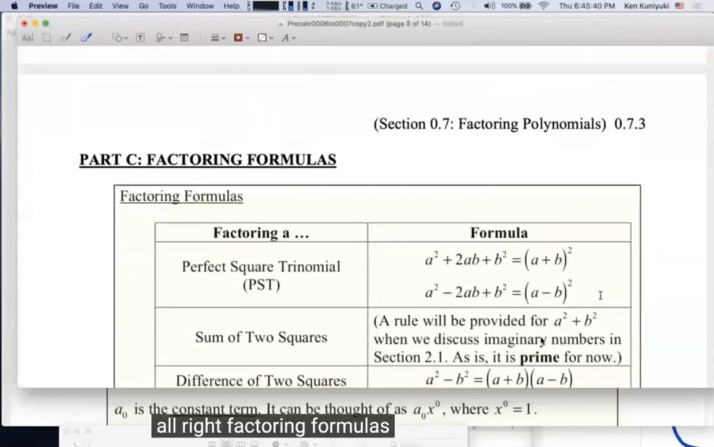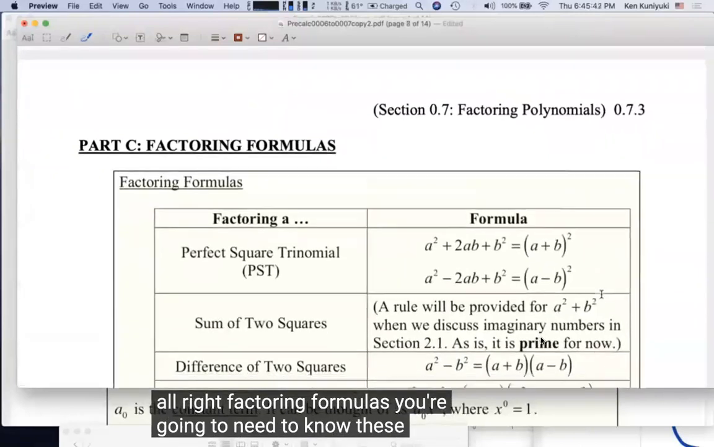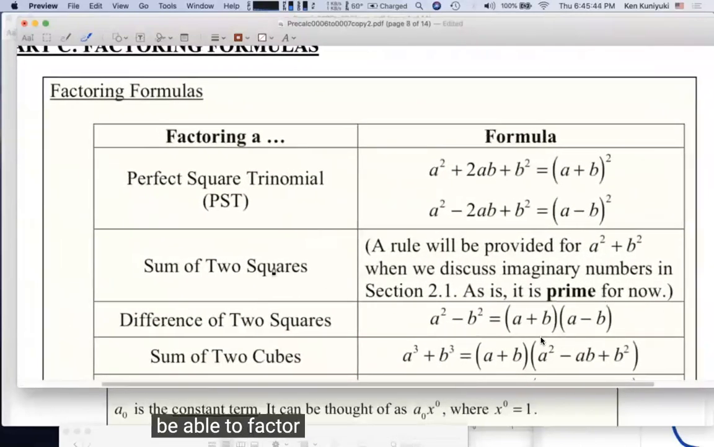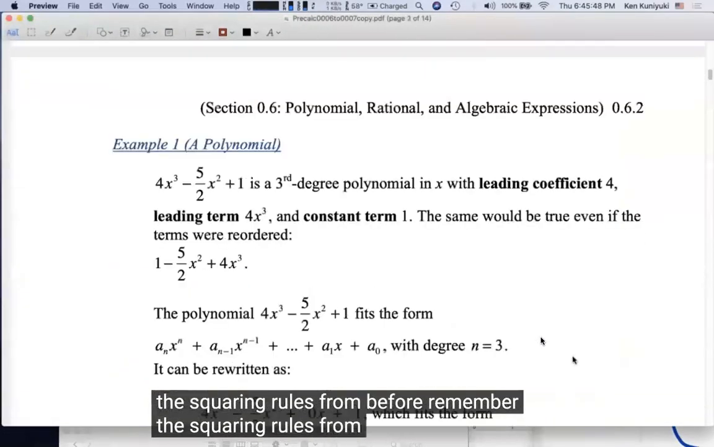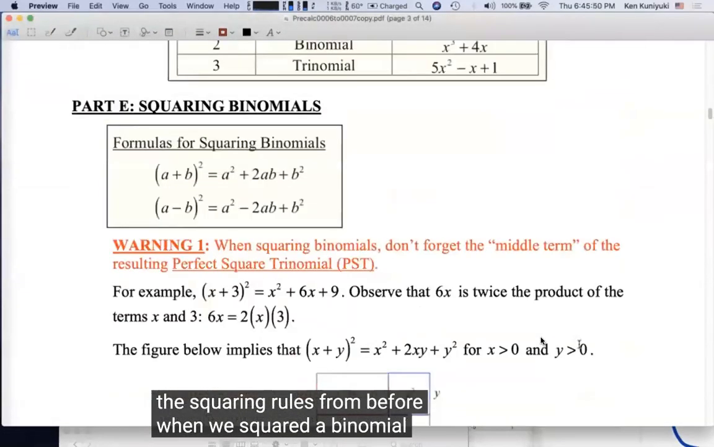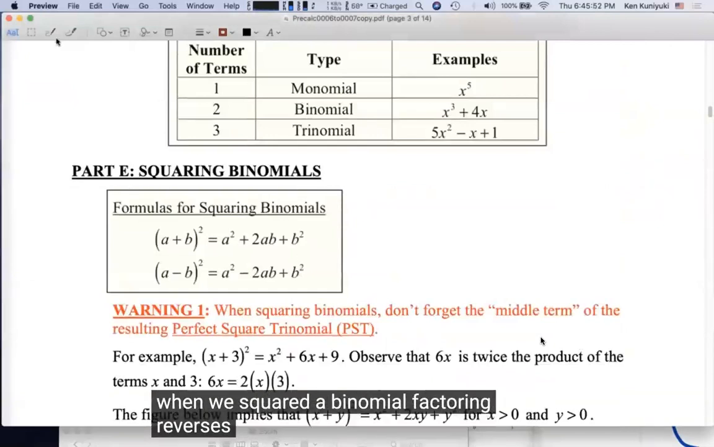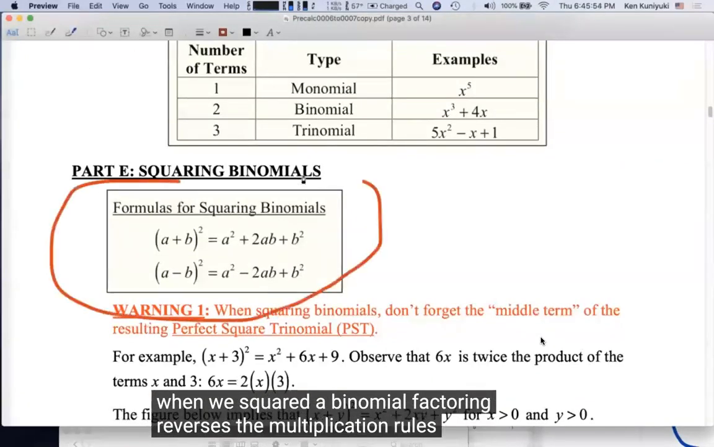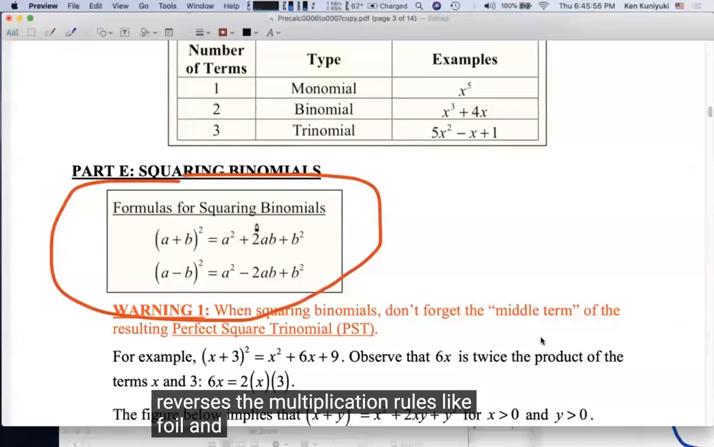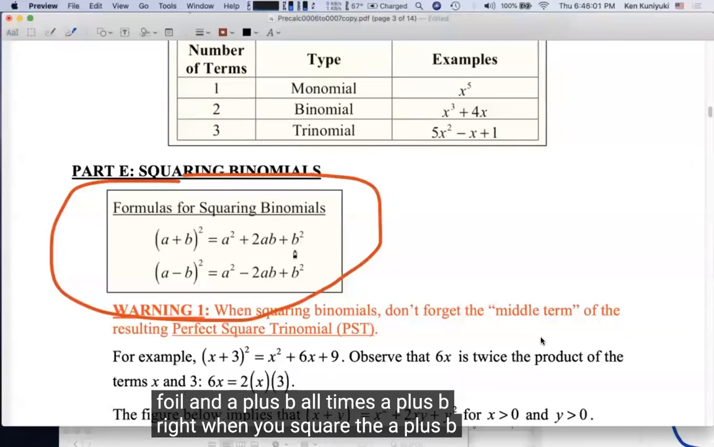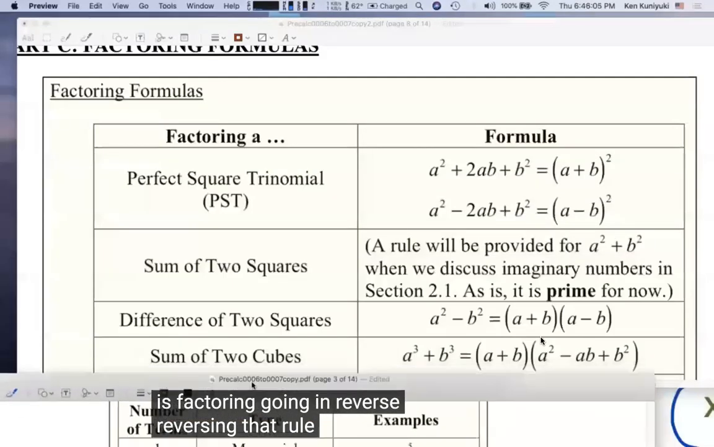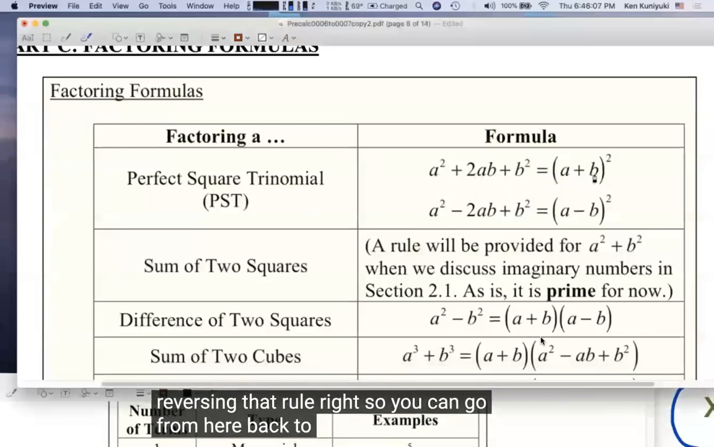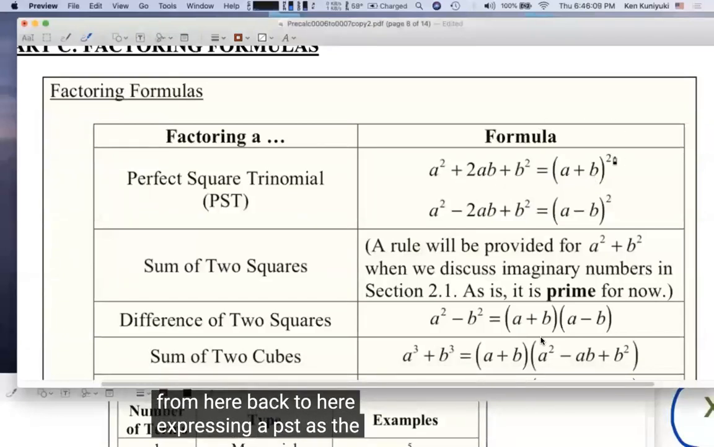All right, factoring formulas. You're going to need to know these. Be able to factor a PST. We're reversing the squaring rules from before. Remember the squaring rules from before, when we squared a binomial? Factoring reverses the multiplication rules, like FOIL and a plus b all times a plus b, right? When you square the a plus b, this is factoring going in reverse, reversing that rule. So you can go from here back to here, expressing a PST as the square of a binomial.